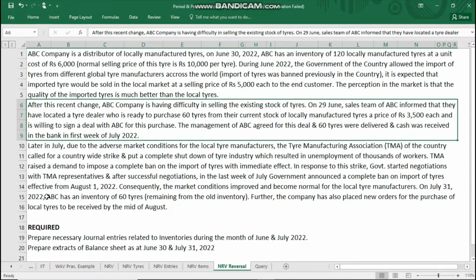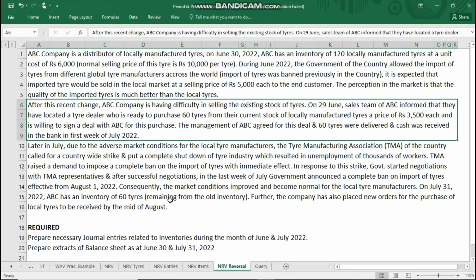On July 31st, 2022, ABC has an inventory of 60 tires that is remaining from the old inventory. Further, the company has also placed new orders for the purchase of local tires to be received by mid of August. So this was the scenario that was given in the previous example. I was reading it out just to recall the facts and figures.